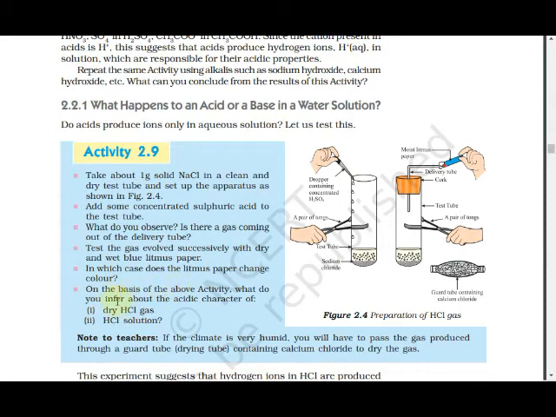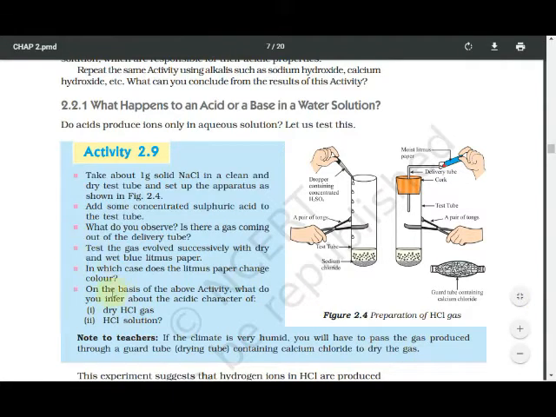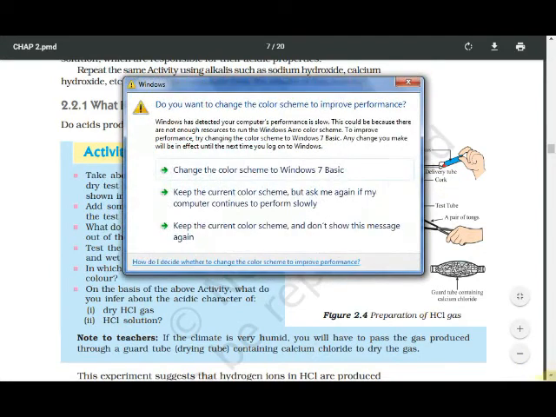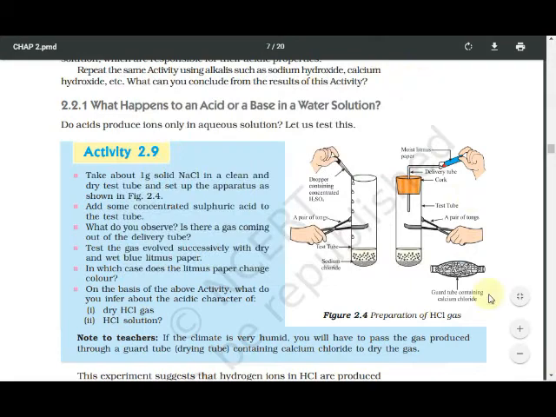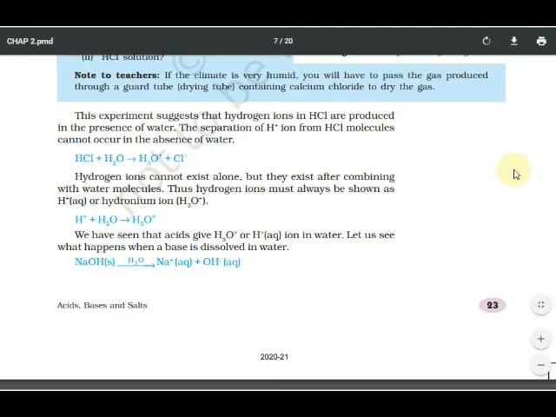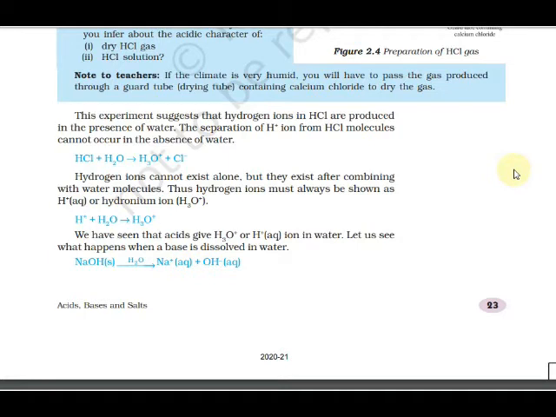On the basis of the above activity, what do you infer about the acidic character of dry HCl gas and HCl solution? Dry HCl gas? No. HCl solution? Yes. If the climate is humid, you will have to pass the gas produced through a guard tube, a drying tube, containing calcium hydroxide to dry the gas. Now, what does this experiment suggest? This experiment suggests that hydrogen ions in HCl are produced in the presence of water.